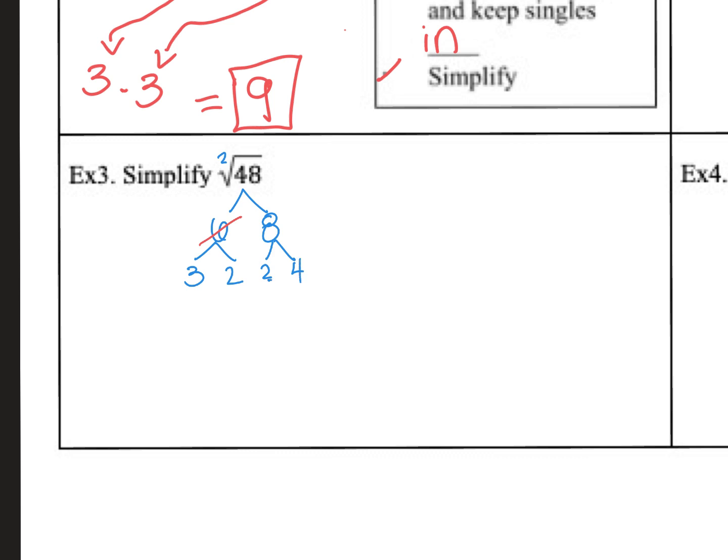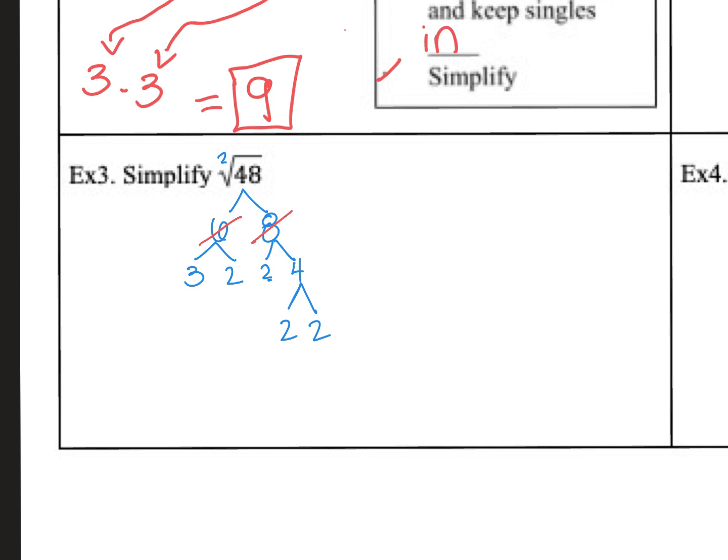This 2 here is as low as it can go. Can't break that down any further. But my 4, we know, perfect square there, 2 times 2. And so now I have broken down this 8 into all prime numbers. So I'm going to cross that out.